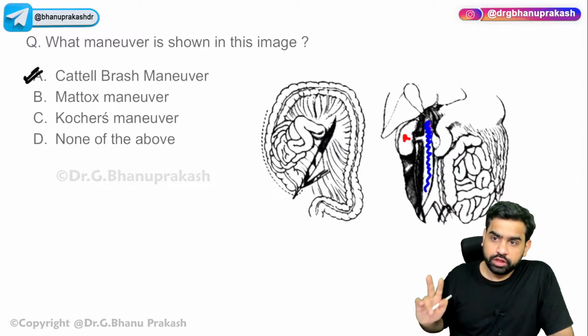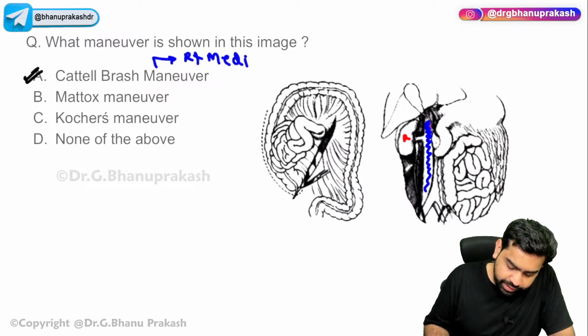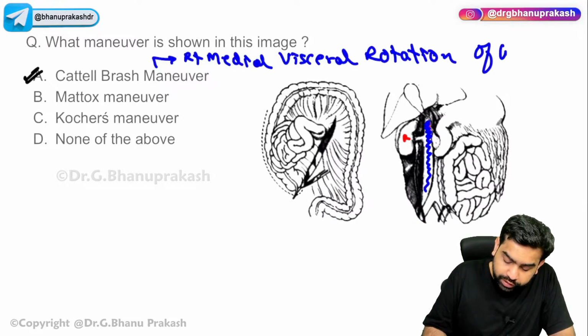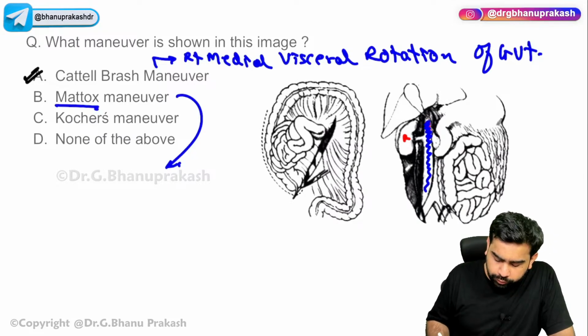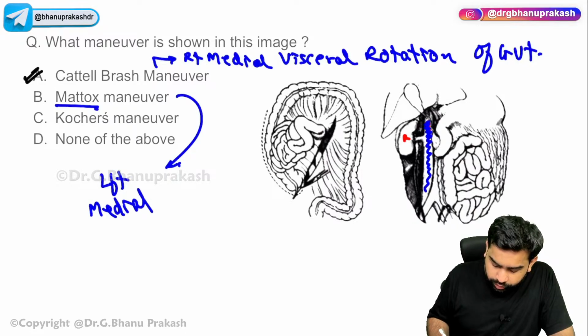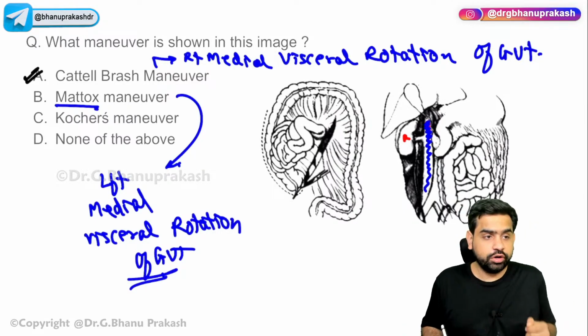There are two maneuvers associated with this. One is the Cattell-Braasch maneuver. What is this? This is a right medial visceral rotation of the gut. And if you do the same thing on the left side, that is the Mattox maneuver, or whatever you want to call it. This is the left medial visceral rotation of the gut.